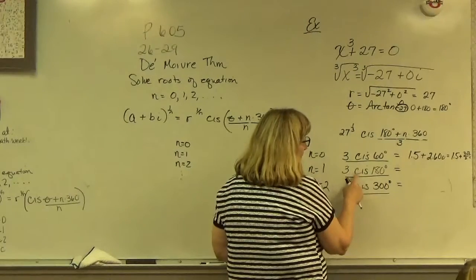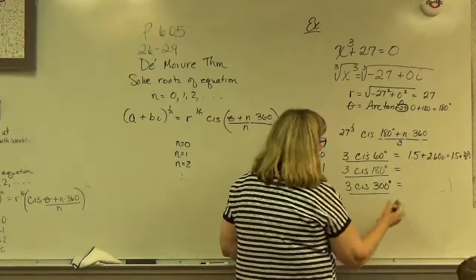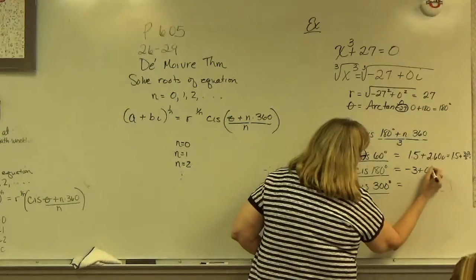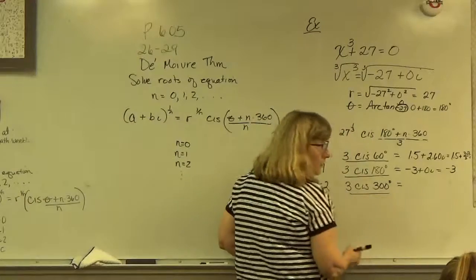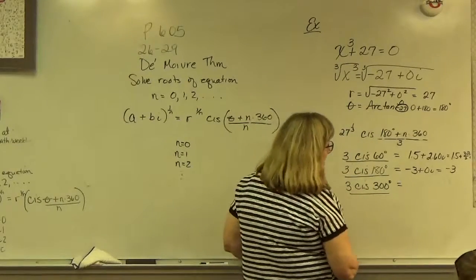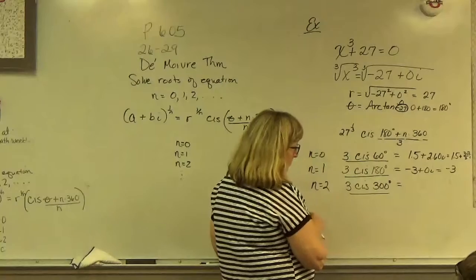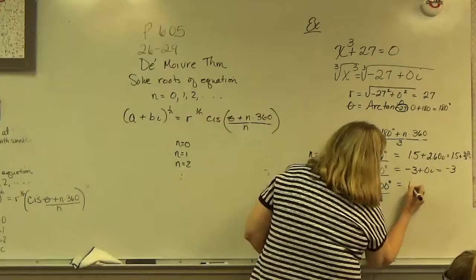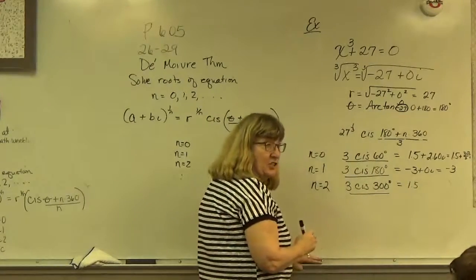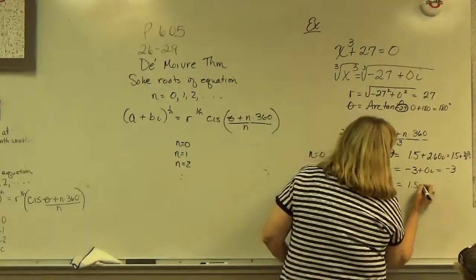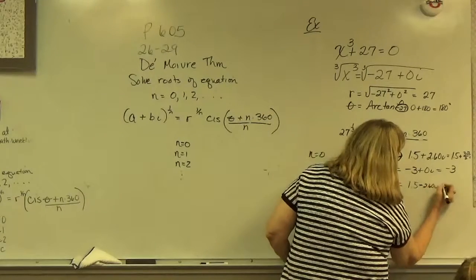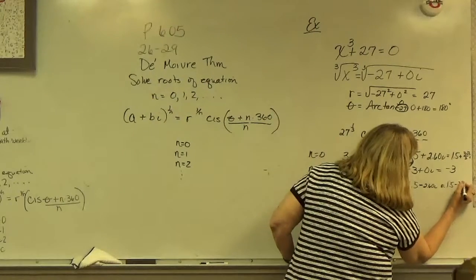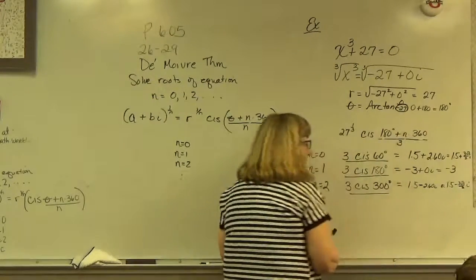Now 180, what's 3 times the cosine of 180? -3. What's 3 times the sine of 180? Should be 0. So that one's just a -3. And the next one, 3 times the cosine of 300. It should repeat itself, except the signs will be different. And this should be a negative 2.60, or 1.5 minus 3 square roots of 3 over 2 i.